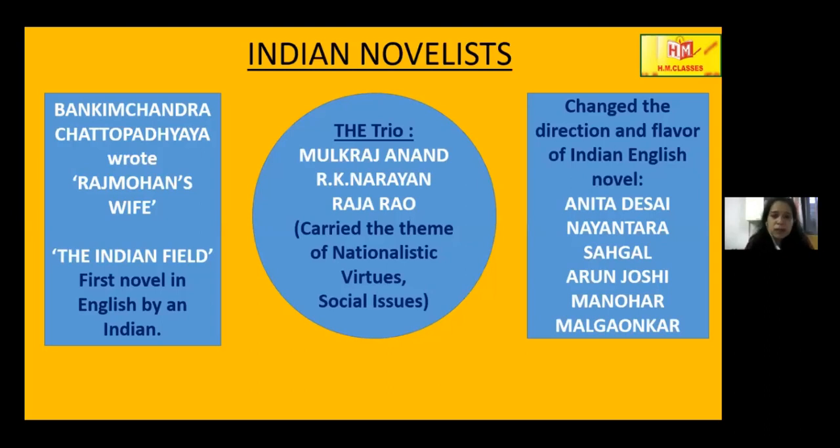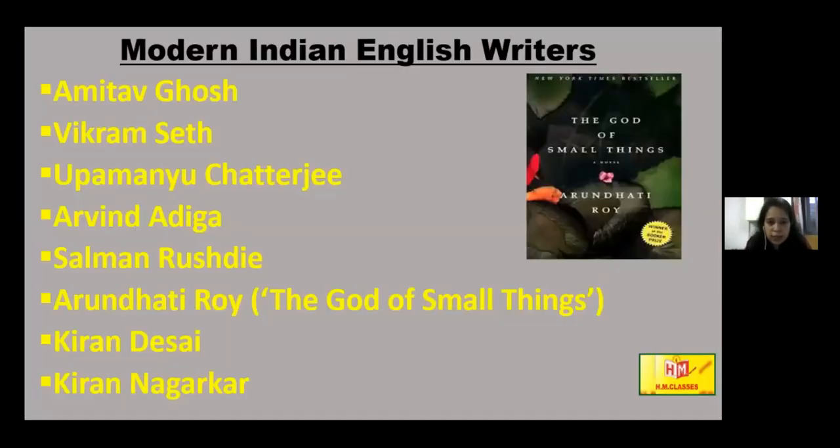Then the modern Indian English writers. Okay, the modern ones, that is, after independence. We have Amitav Ghosh, Vikram Seth, Upamanyu Chatterjee, Arvind Adiga, Salman Rushdie again. Now Arundhati Roy, okay, her book, God of Small Things, has won an international prize. Okay, Kiran Desai, Kiran Nagarkar.